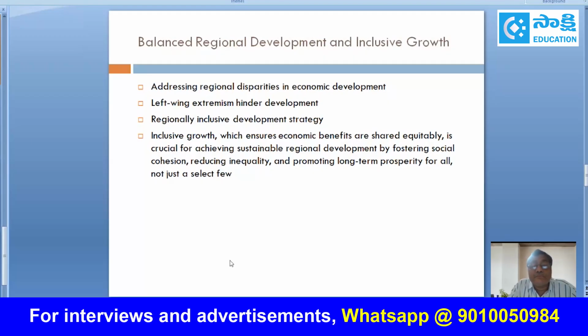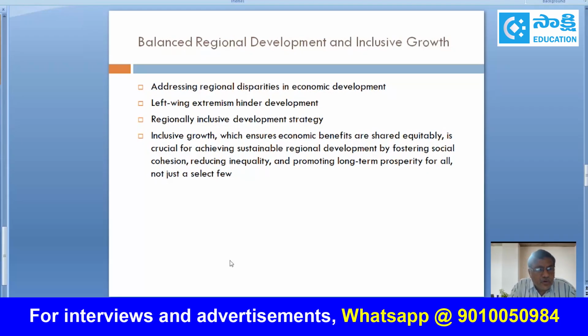Here we have been observing since independence, in some areas, in some of the states, the problem of Naxalites. Thereby, those areas remain backward in terms of development. In such areas, the government should focus more on creating both physical and social infrastructure. So here, inclusive growth assumes significance.